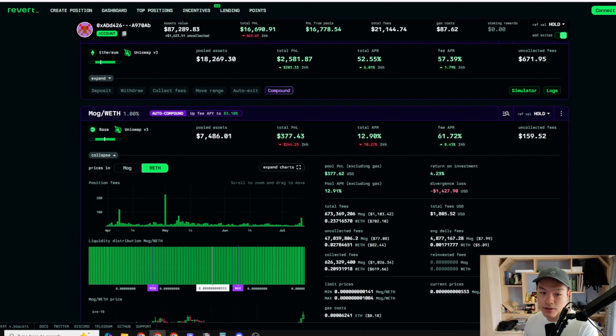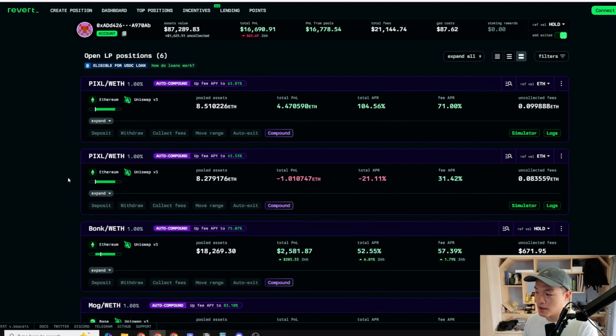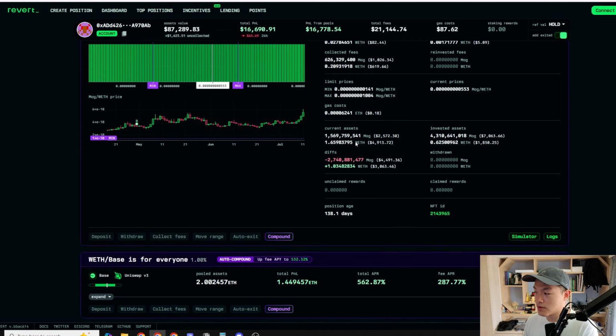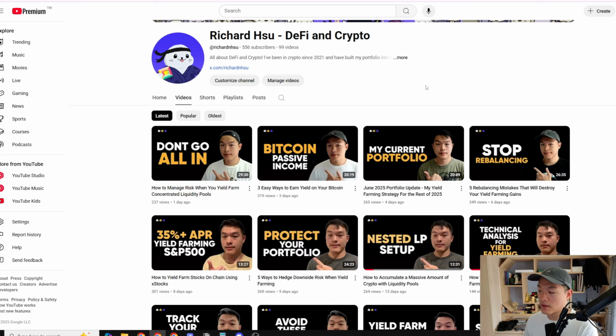And again, the backtester tool is the most accurate in my opinion when it comes to estimating an APR, but it doesn't work sometimes for Base. That's why I don't use it for Base. But for mainnet and different chains like Arbitrum, the backtesting tool is really great. So I hope you guys found that useful.